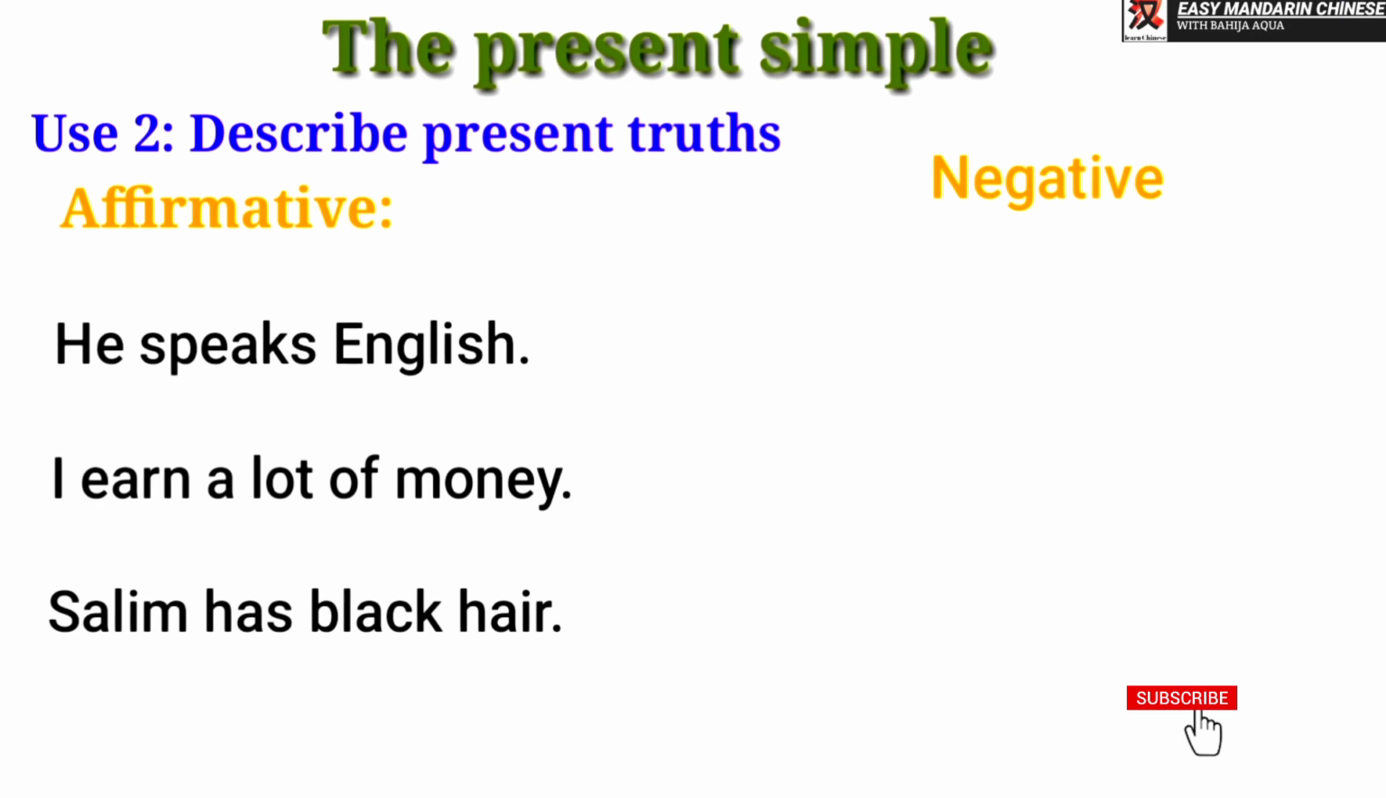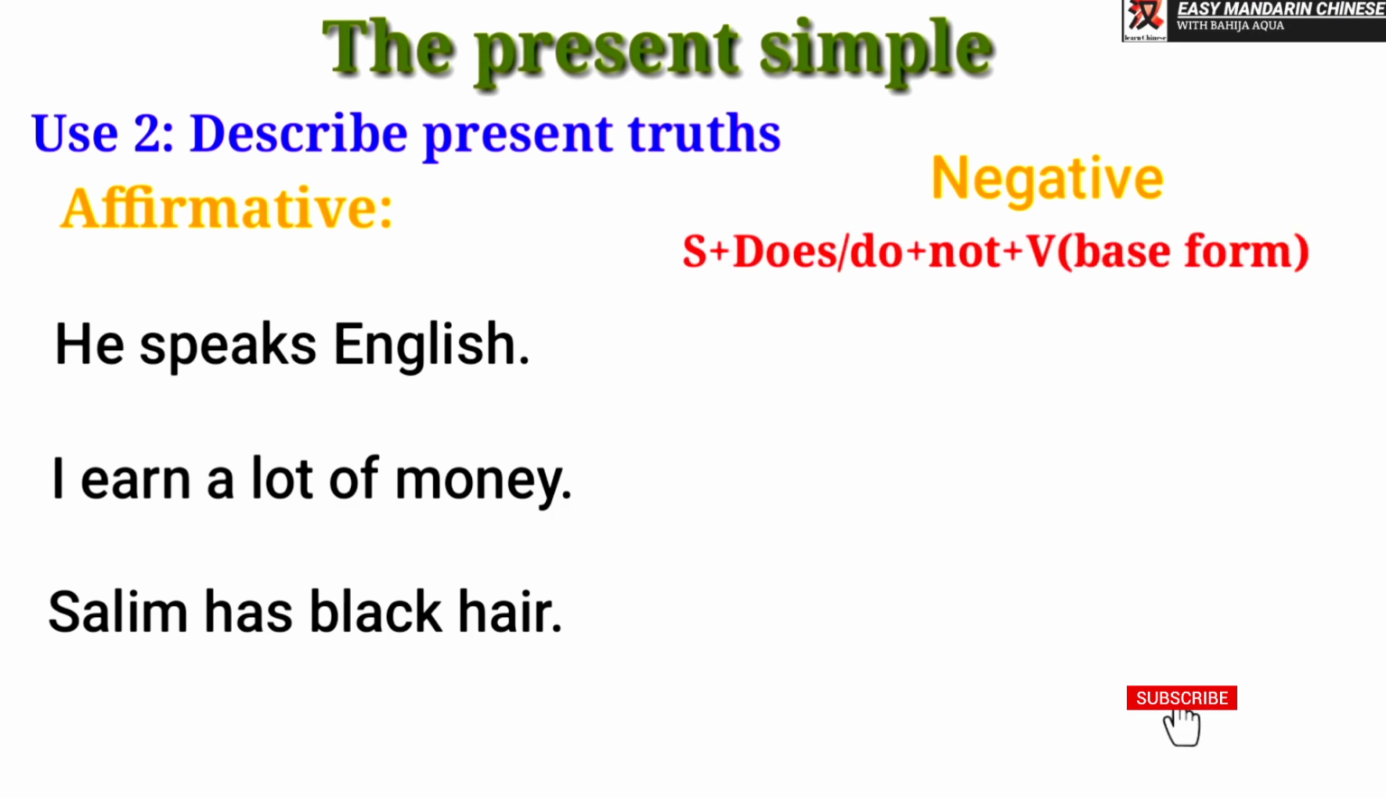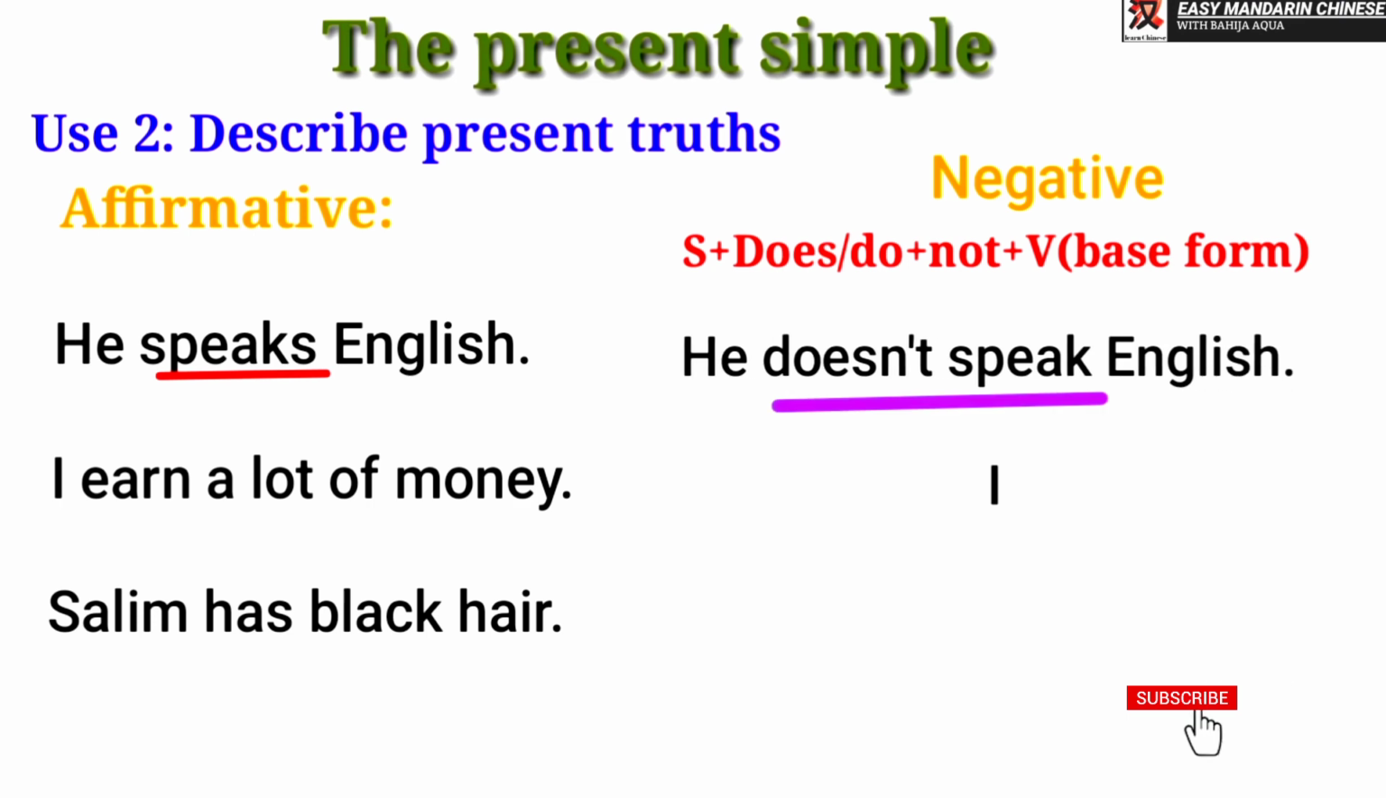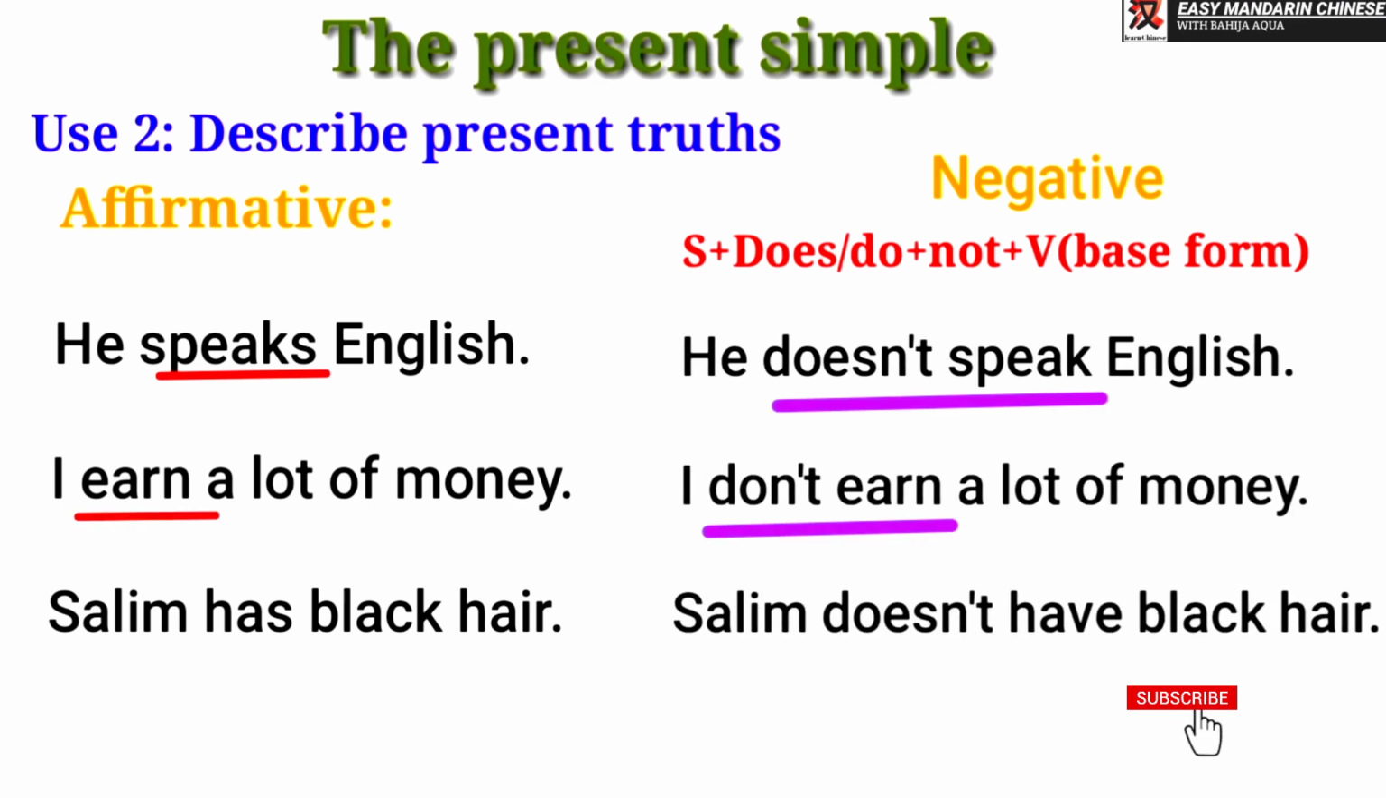Negative form. So for negative form, we need does or do plus not plus the verb. He doesn't speak English. I don't earn a lot of money. Salim doesn't have black hair.